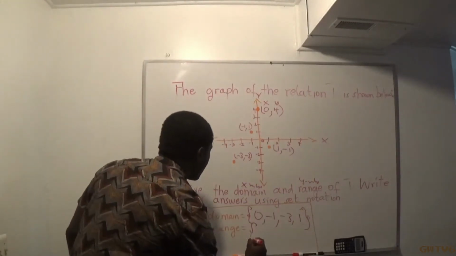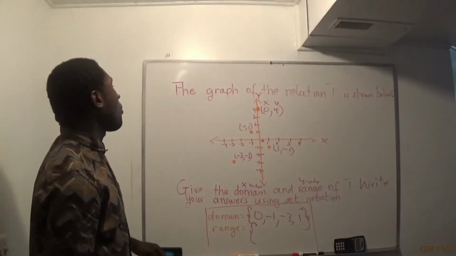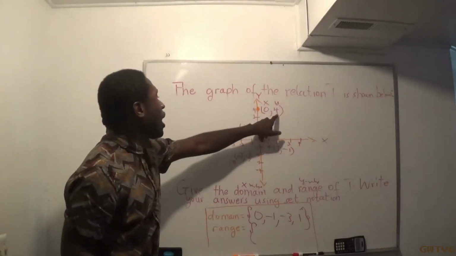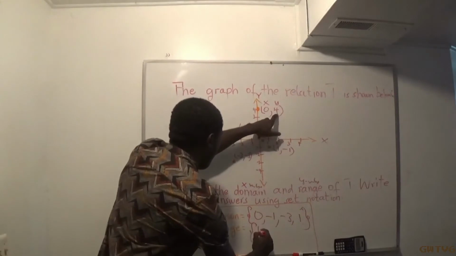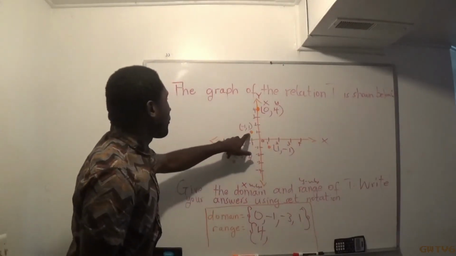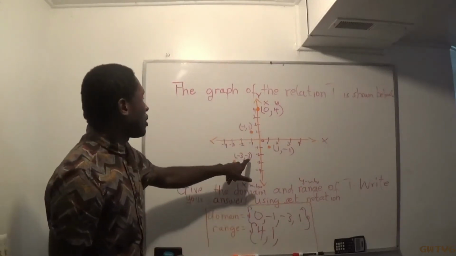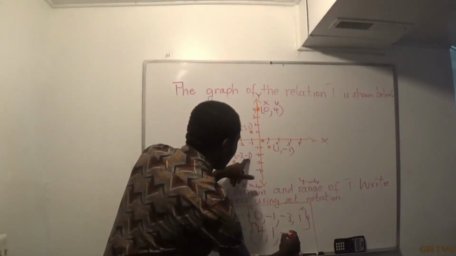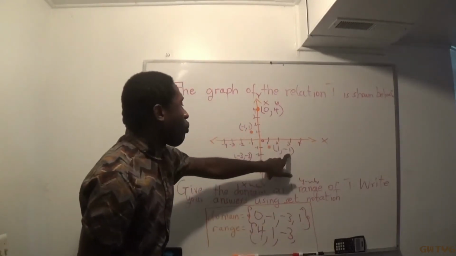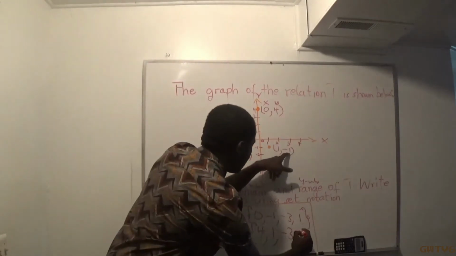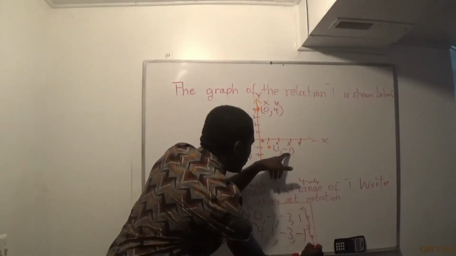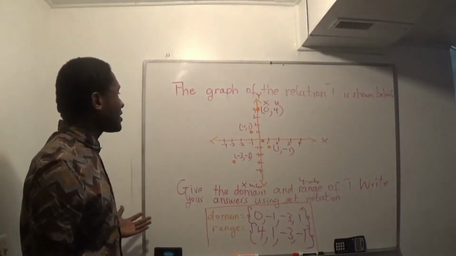So I'll do this. And what are my y values? The first point, my y is +4. This second one right here, my y is +1. This one, my y is -3, and that one, my y is -1. And I'll do this, and that's it.